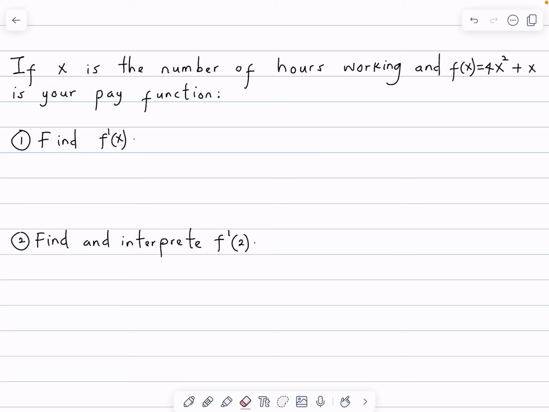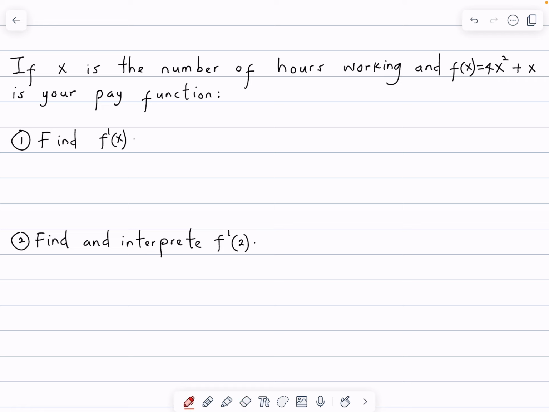This example is just to help us understand what the first derivative is, using a practical, hypothetical example. So if x is the number of hours I spend working and f of x equals 4x squared plus x is my pay function, first let's find the first derivative, f prime of x.